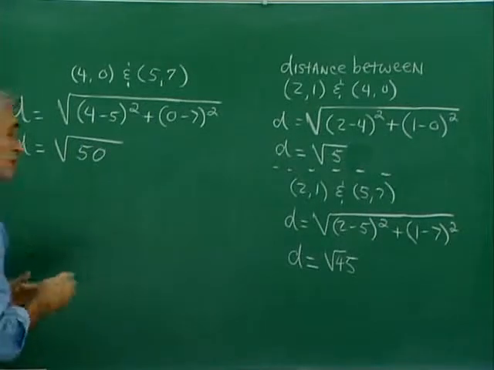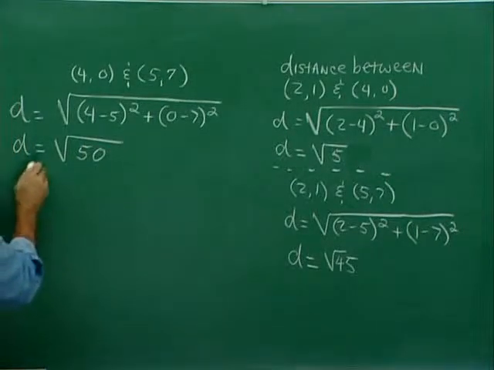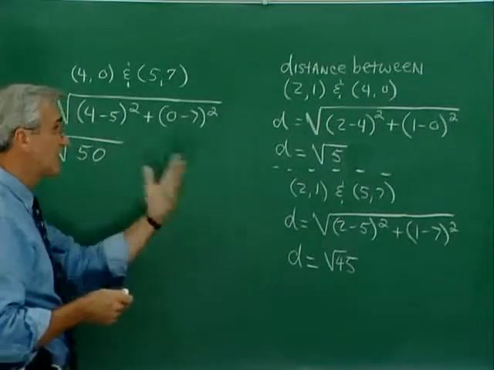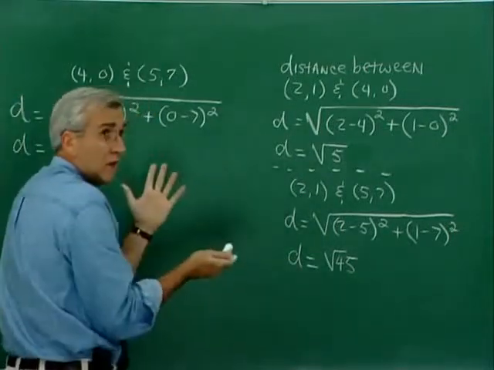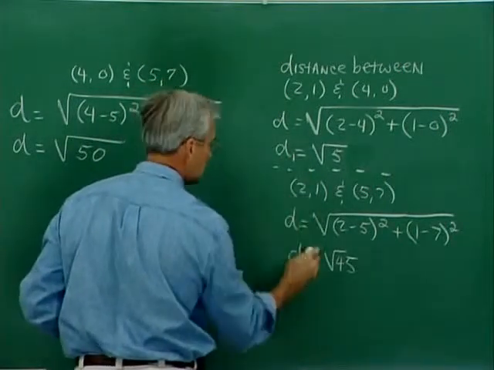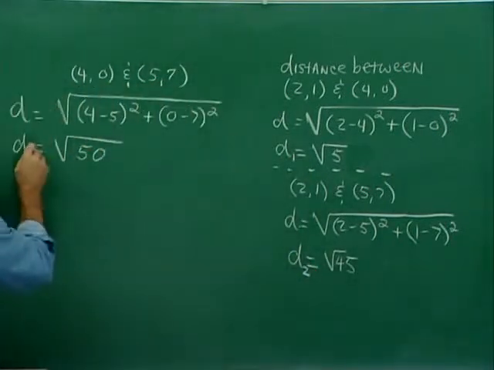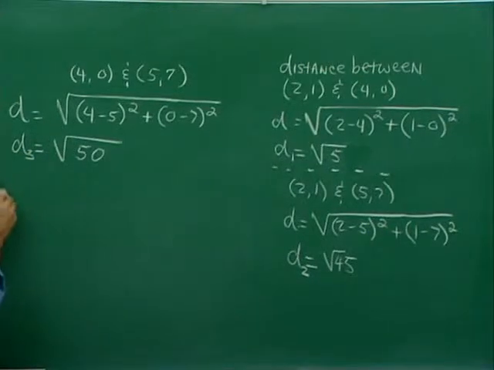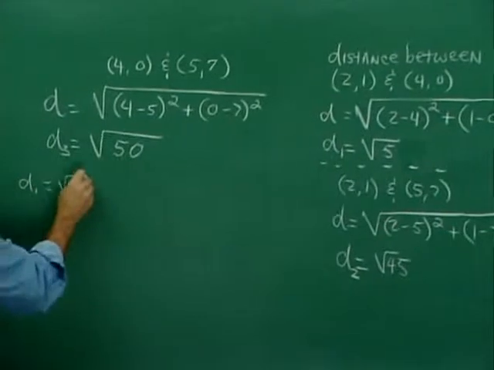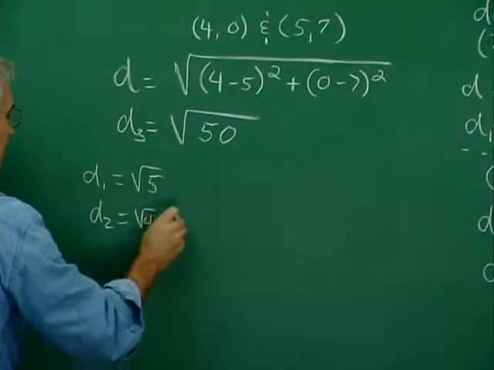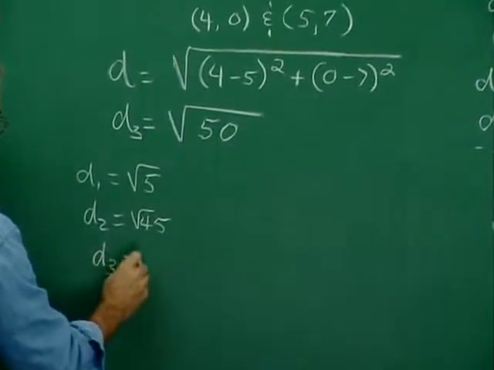Now my three distances are, let's see, I might name these a little bit differently. I have them all labeled as D. That's kind of inappropriate because they're not all the same. So I might call these D1, D2, and D3. Let me summarize here. D1 was the square root of 5, D2 is the square root of 45, and D3 is the square root of 50.